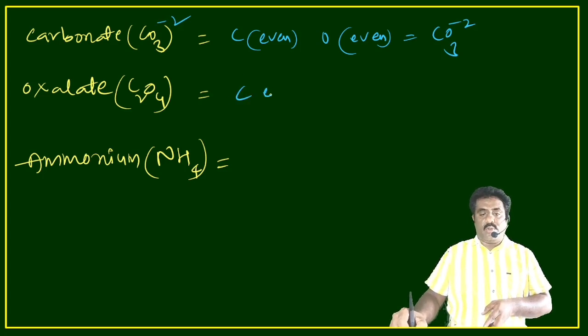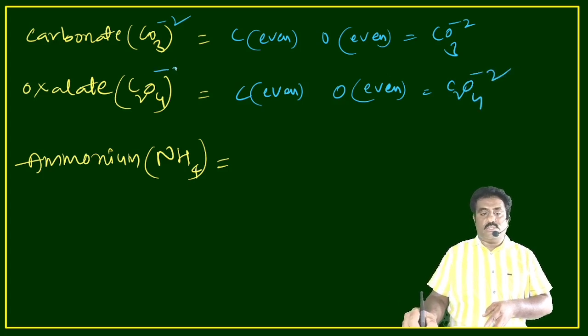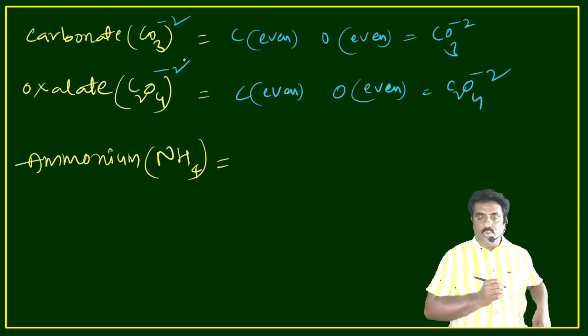Carbon is even. Oxygen is even. It is 6, it is 4. Even and even. What is the charge? Minus 2. So C2O4 minus 2.